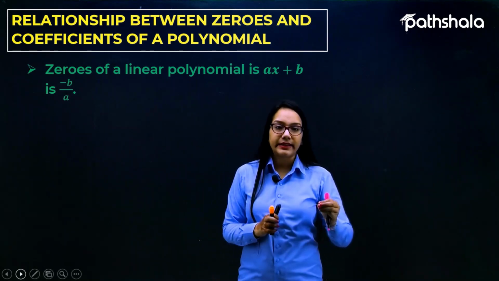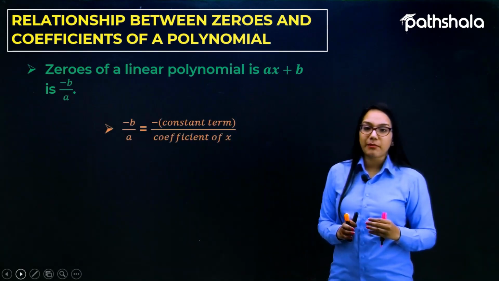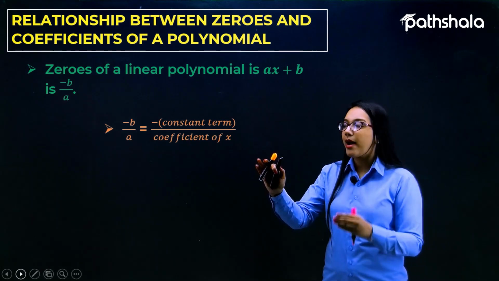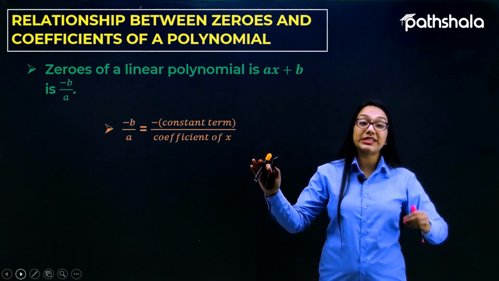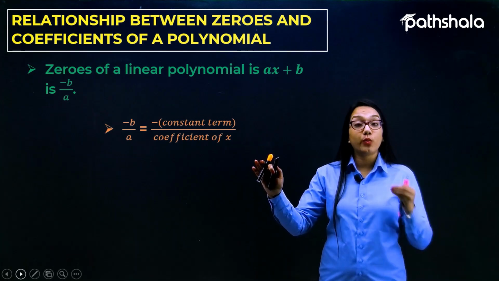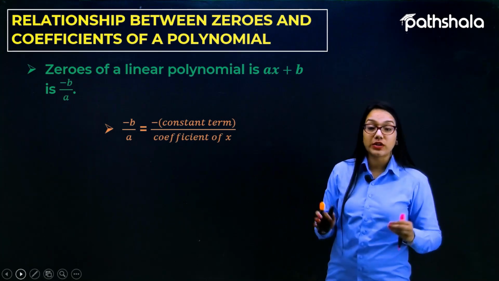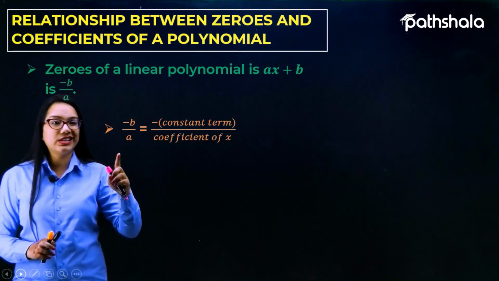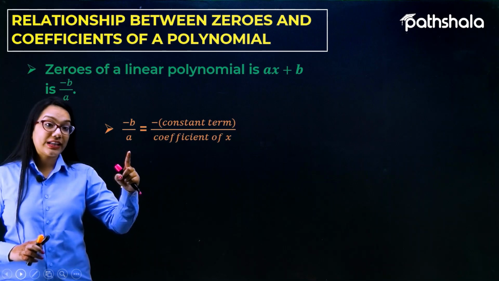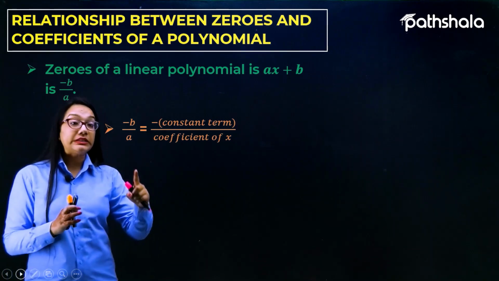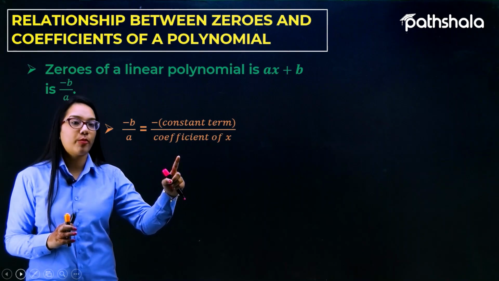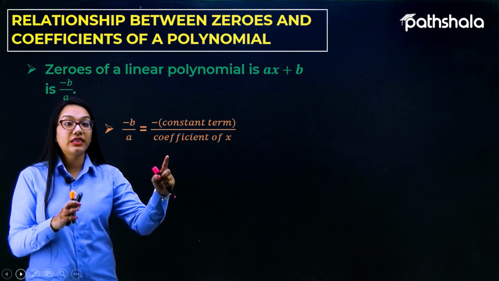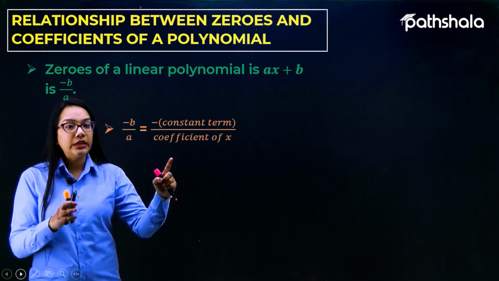So how can we relate it? We can say that minus b by a is equal to minus the constant term divided by the coefficient of x. This is the relationship between the zeros and the coefficients, because minus b by a is the zero of the linear polynomial, and we can express minus b by a in terms of the coefficients of the polynomial. So this is all about the relationship between the zeros and the coefficients of a linear polynomial.